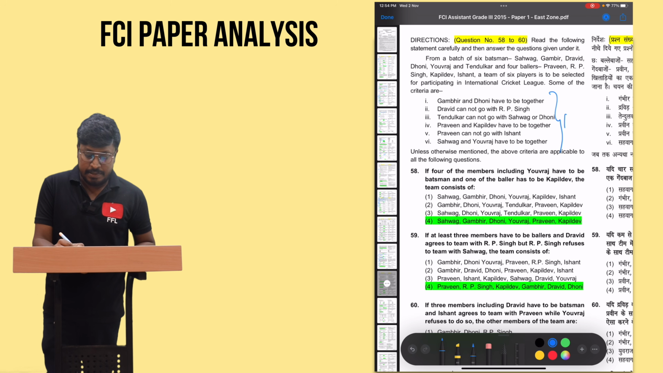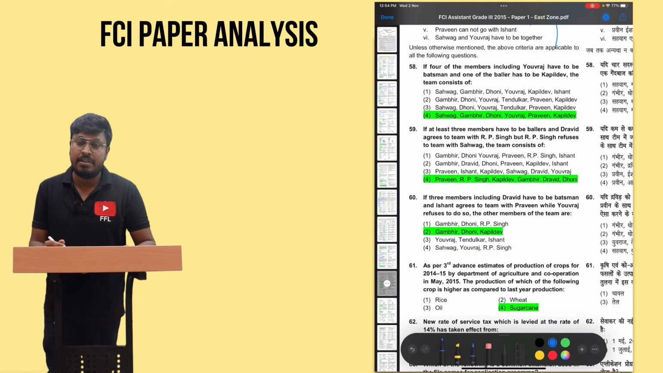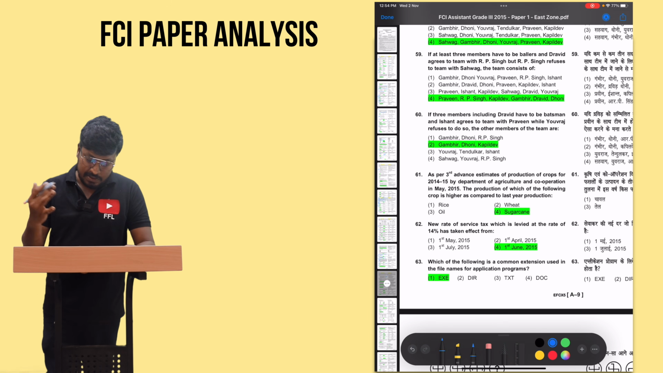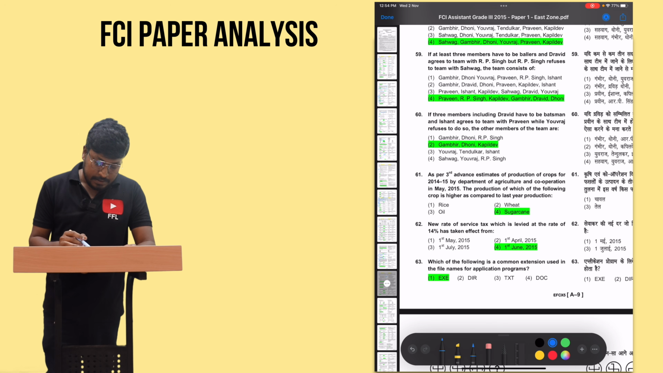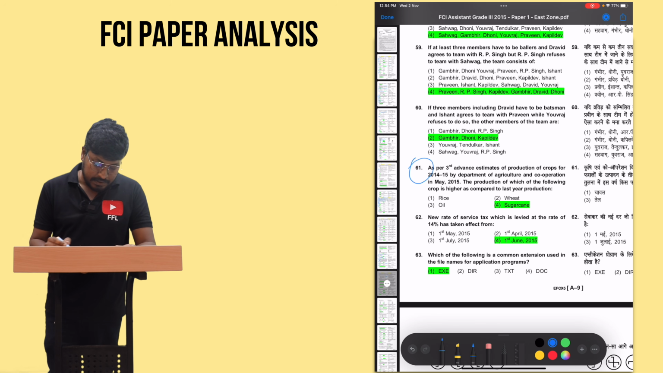So these arrangements, right? Arrangement questions were asked. That is easy. I have solved this arrangement question. It's easy actually, not that difficult. So as per the estimation, crops, current affairs questions.